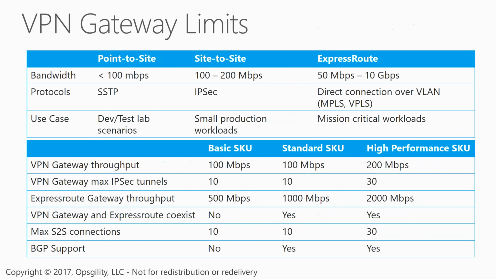If you're using a VPN gateway to connect your VNets, here are some of the limitations to be aware of. I'd say the key one really is that the maximum amount of bandwidth you'll have between two virtual networks connected with a site-to-site VPN, the maximum bandwidth is 200 megabits per second. So that's a limitation you definitely want to be aware of.